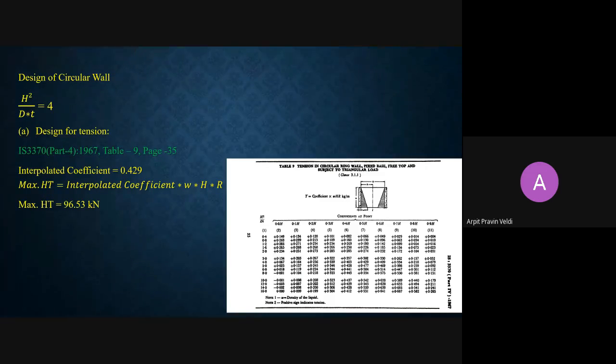We calculate maximum hoop tension from it, that is coefficient into W into H into R, where the coefficient is 0.429, W is 10, height is 3 and R is 15 by 2. So we get maximum hoop tension equal to 96.53 kilonewton.